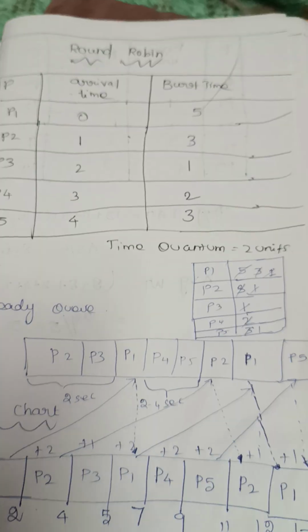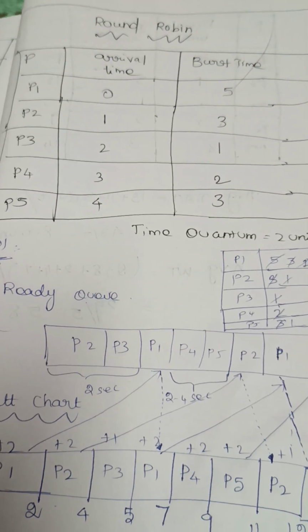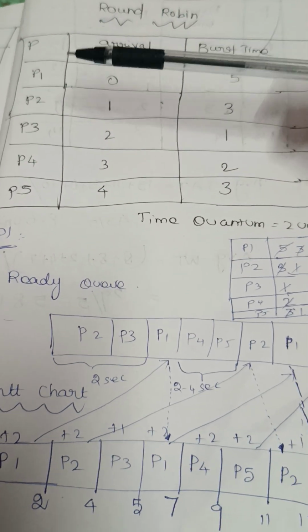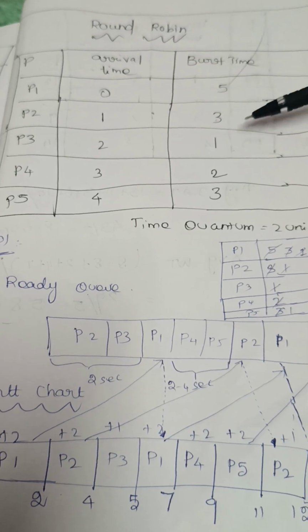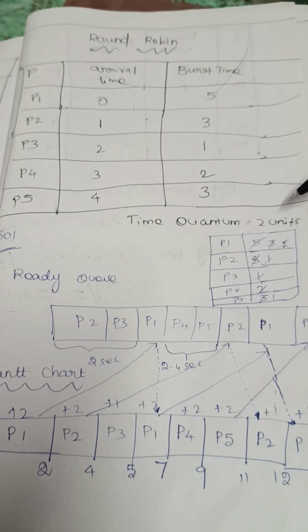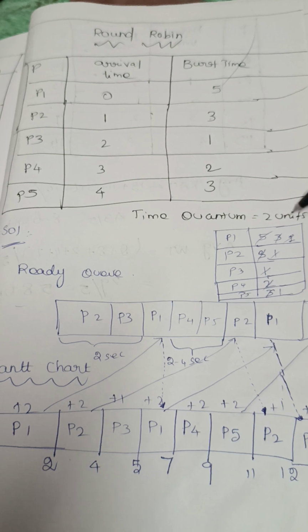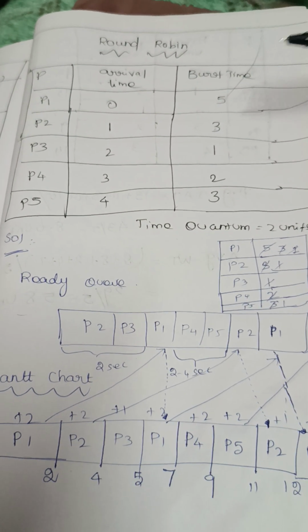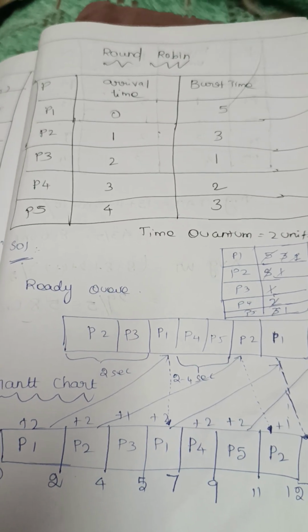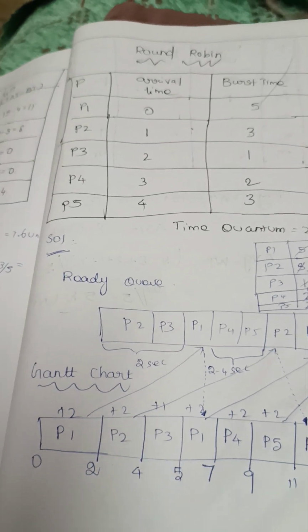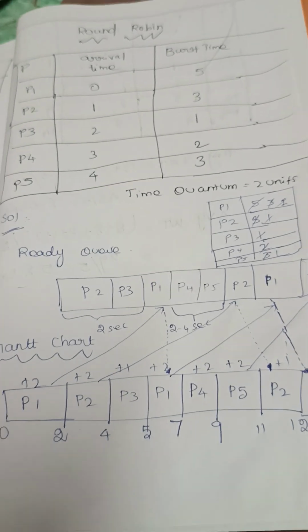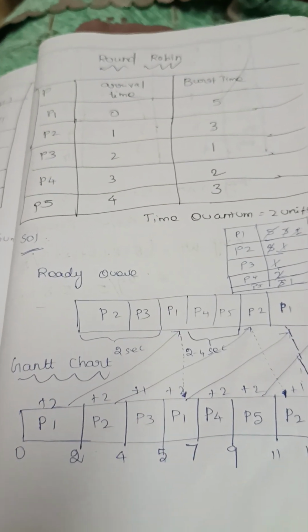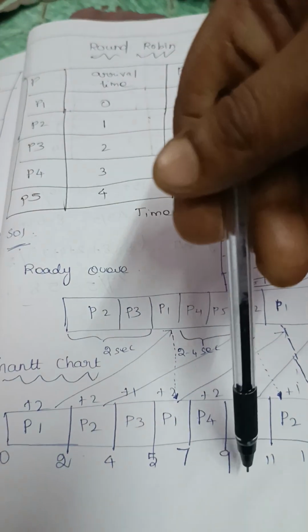Next we will see the round robin method. In round robin, the process arrival time and burst time are given, and the time quantum is given. Based on the time quantum, we execute a process, stop it, and execute another process. In round robin we have to draw two charts, the ready queue and the Gantt chart.